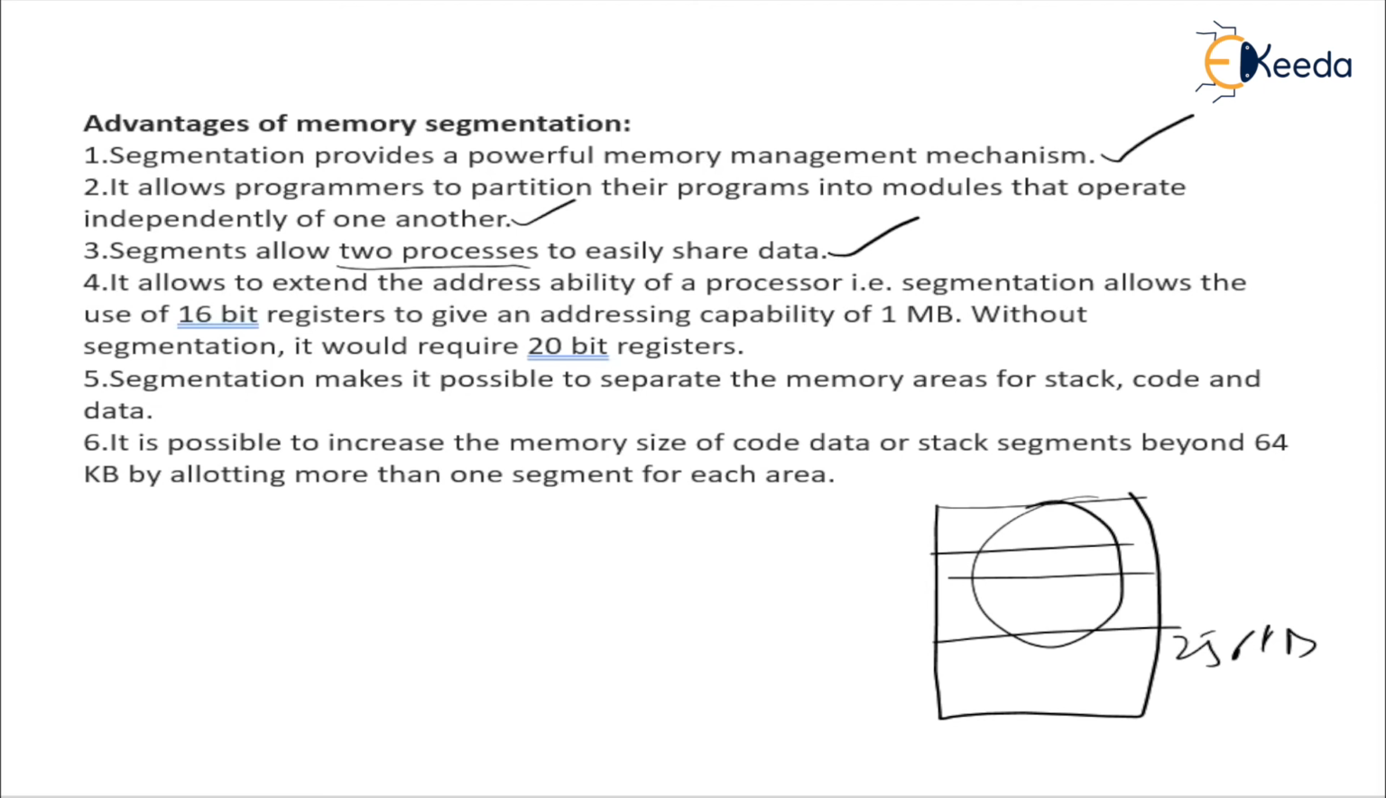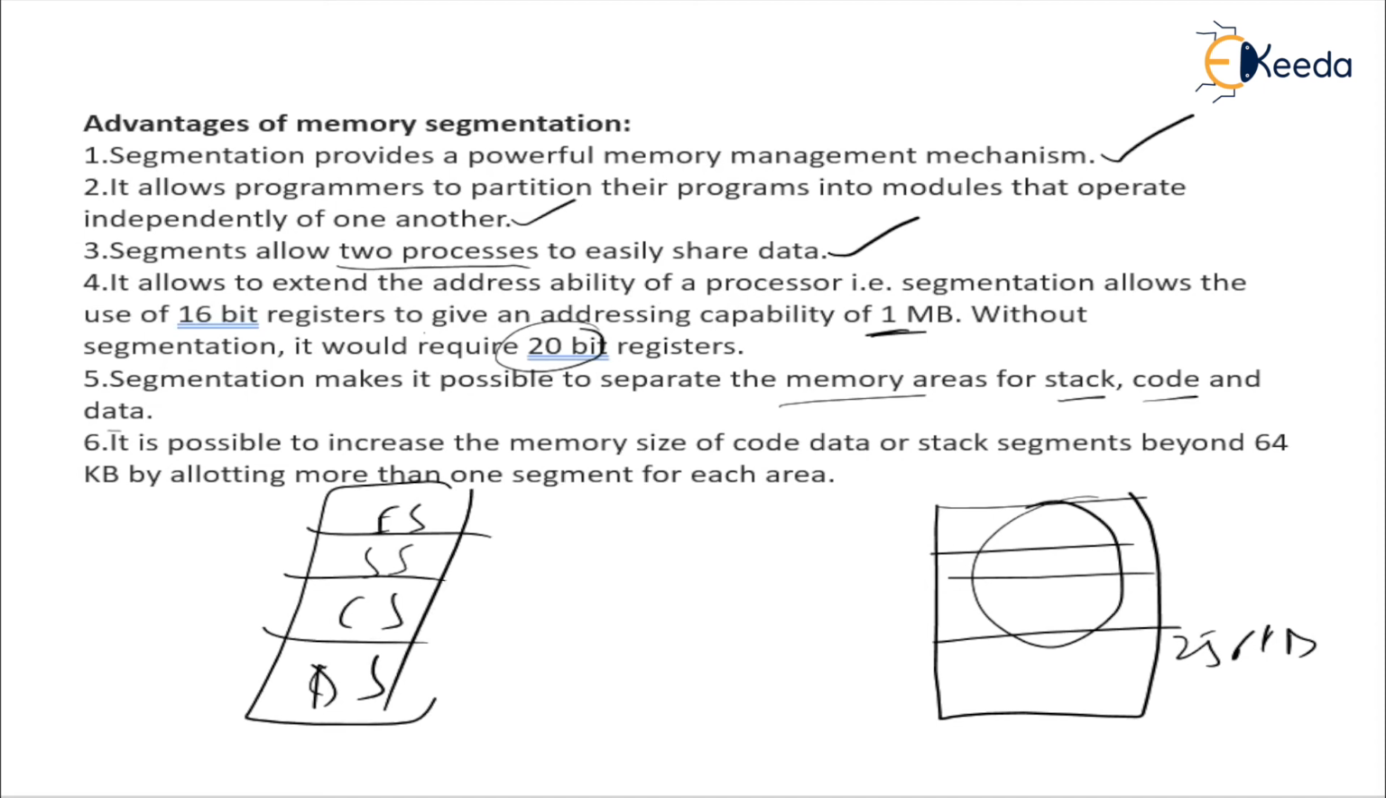It allows extending the addressability of the processor. Segmentation allows the use of 16-bit registers to give an address capability of 1 MB. Without segmentation it requires 20 bit, but our register size is 16 bit. It is possible to separate the memory areas of stack, code and data. So we can divide the memory into data segment, code segment, stack segment and extra segment. Like that we have four segments. This is about segmentation.